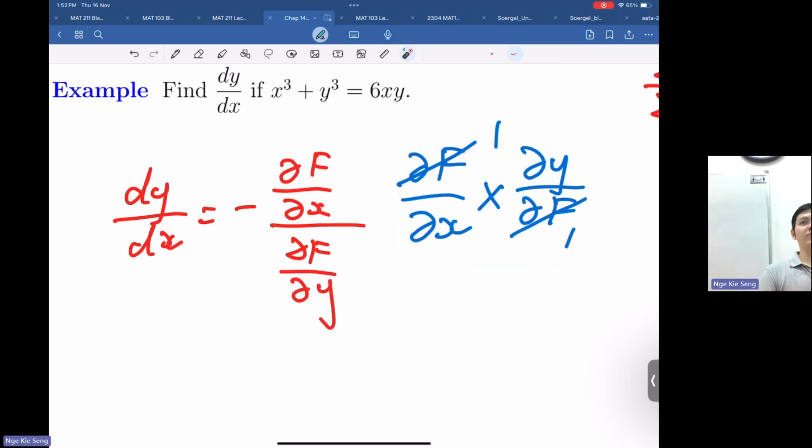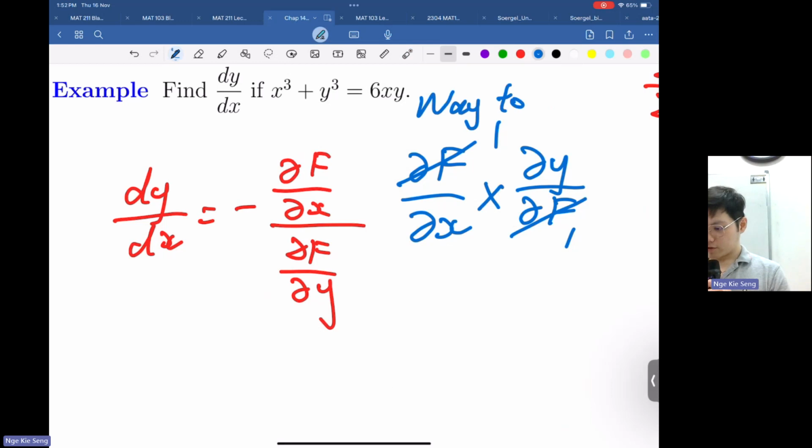Remember, this is just a way to memorize. This is somehow like a chain rule. But chain rule also doesn't work like cancelling. So you shouldn't see these as a fraction, really. Really they are not fractions, but morally it's like a fraction. So this is just a way to check you get the right formula.